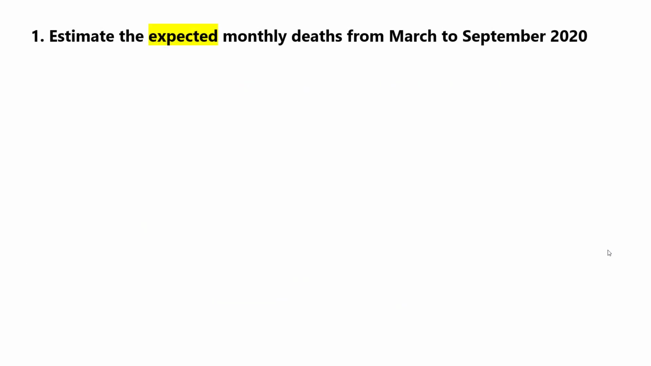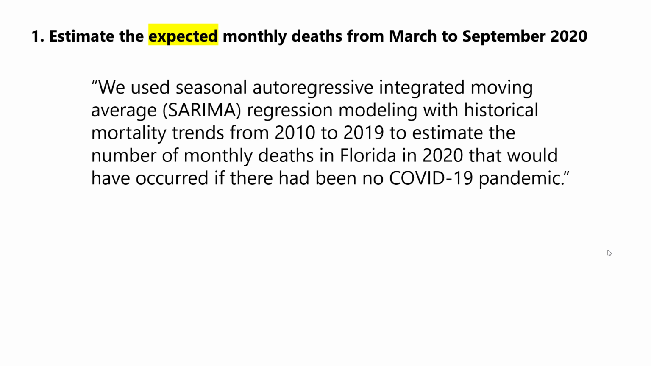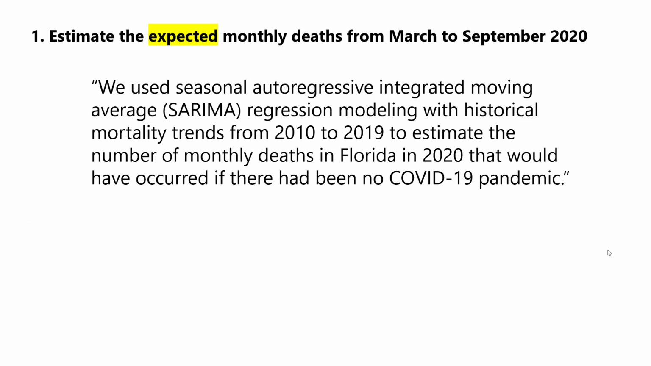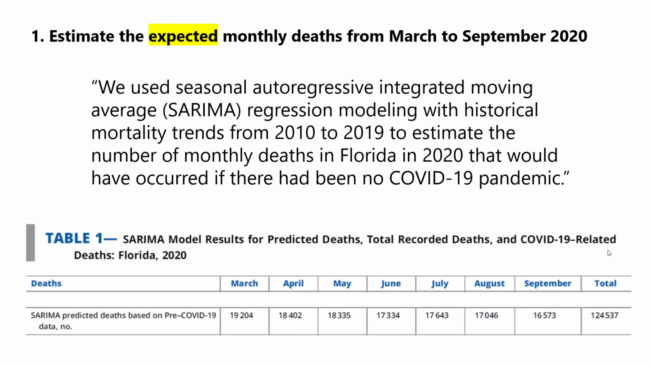So in order to estimate the expected monthly deaths for their analytic time frame, which was March to September of 2020, here's just a quote from their article. And suffice it to say that they used a model that was appropriate, this seasonal autoregressive integrated moving average. It might sound like a mouthful, and it is, but it's just a model that tries to account for the fact that, again, during a calendar year, there is a seasonal and cyclical nature of deaths. It's not just the same that happens in each week or each month. And this is just a good model to make those projections. And again, notice that they used 2010 to 2019. So what has happened in the past 10 years will help us to understand how many deaths we should expect in 2020 if the pandemic had not occurred.